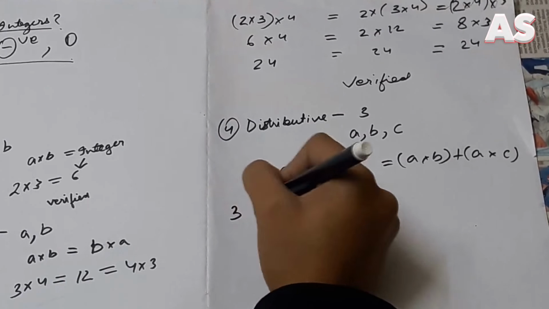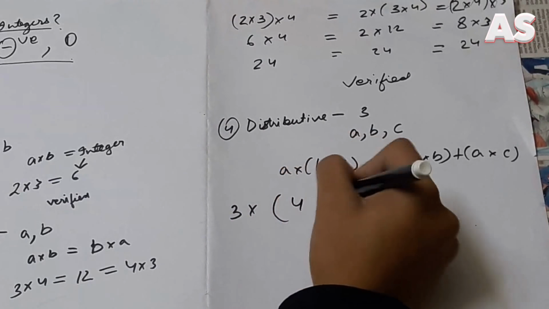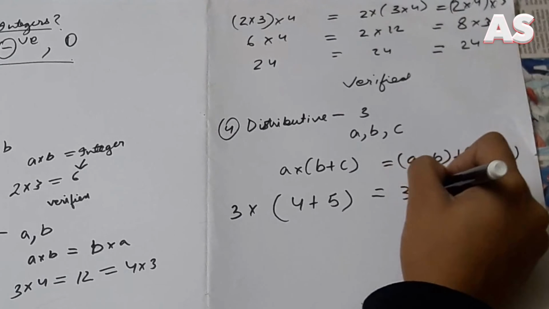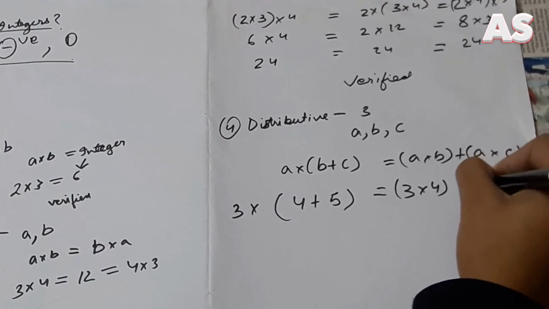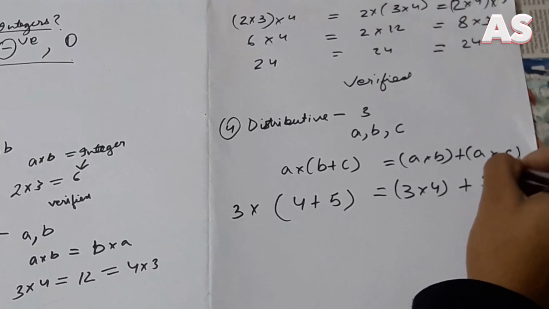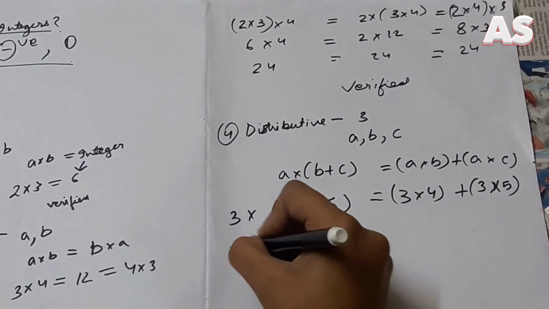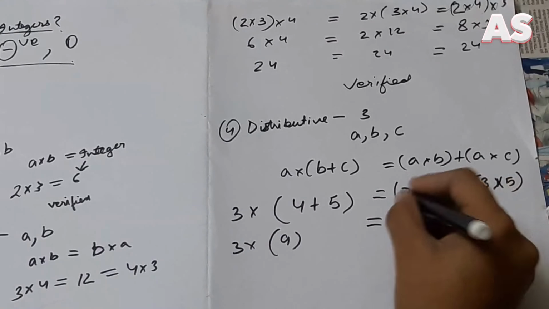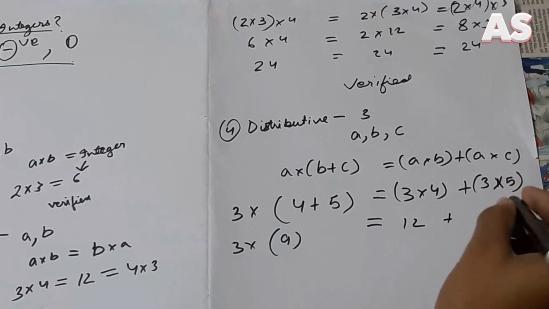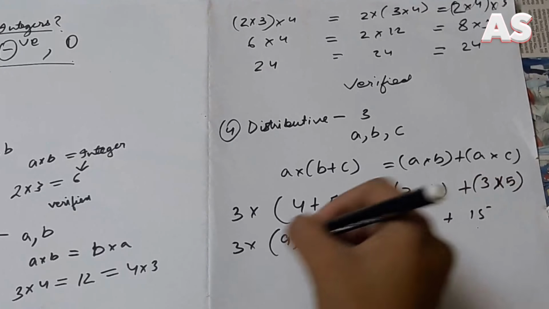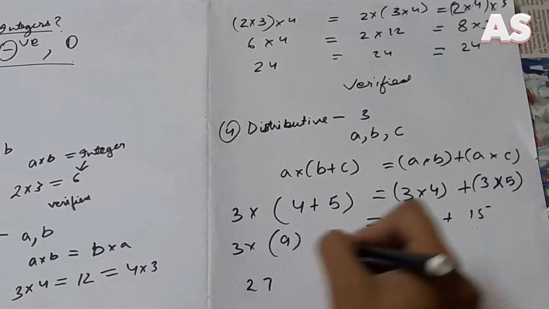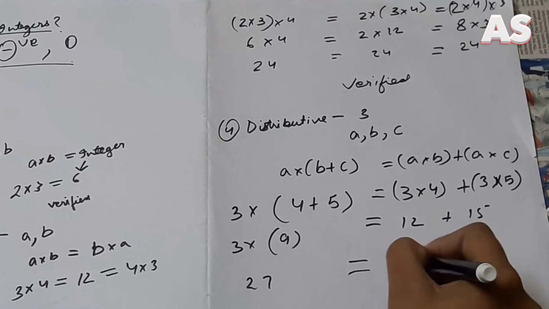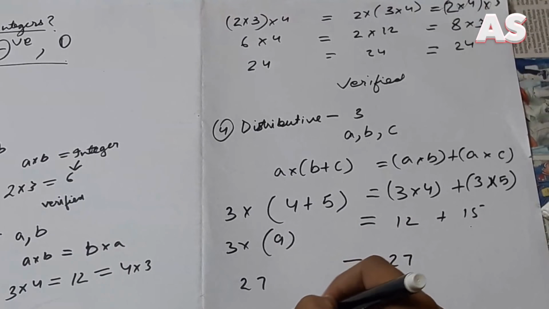For example, 3 into (4 plus 5) is equal to 3 into 4 plus 3 into 5. 3 into (4 plus 5) is 3 into 9, which is 27, and 4 3s are 12 plus 5 3s are 15, and 12 plus 15 is 27. So it's also verified.